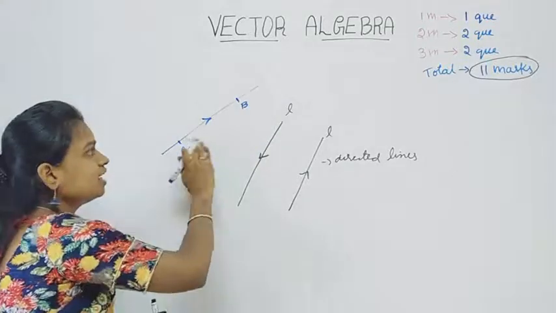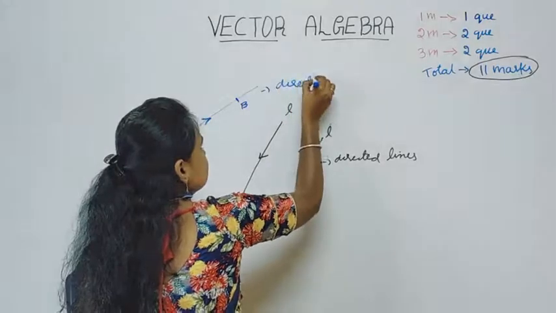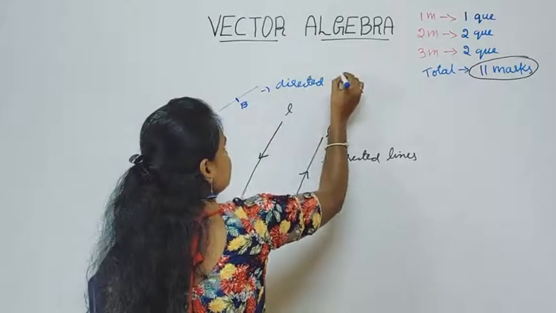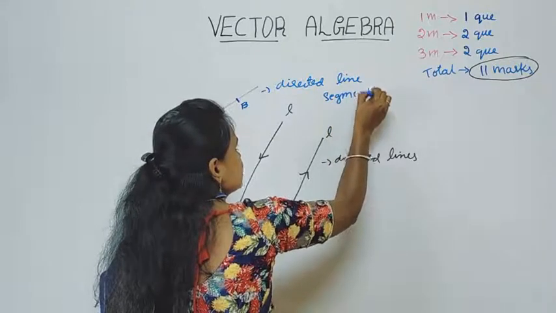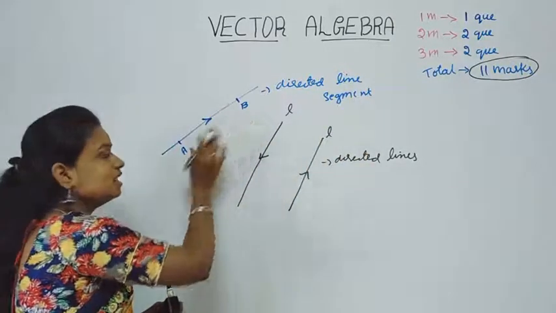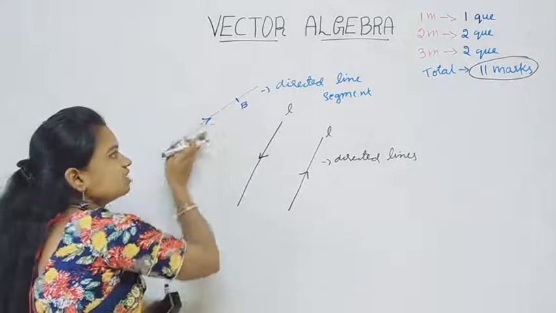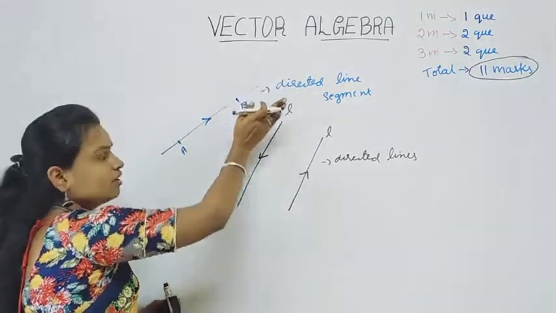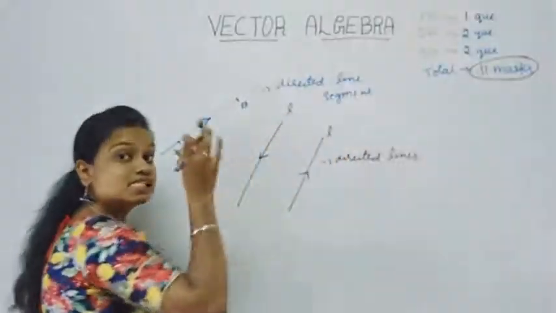So this line is known as directed line segment. So it becomes a segment. The segment is AB. It starts from A and ends at B, and it goes along this direction. Okay, this type of line is known as directed line segment.